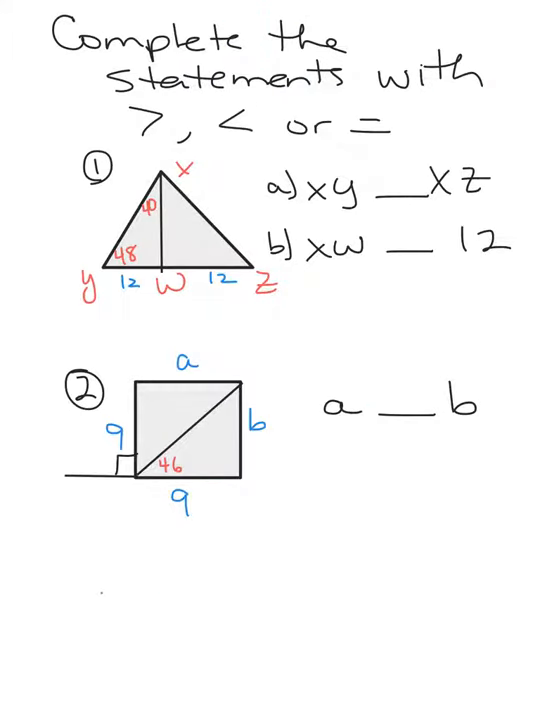So these examples say complete the statements with greater than, less than, or equal to. So in number 1, let's take a look at the diagrams we have. So we know that 12, that matches up. There's some congruency.